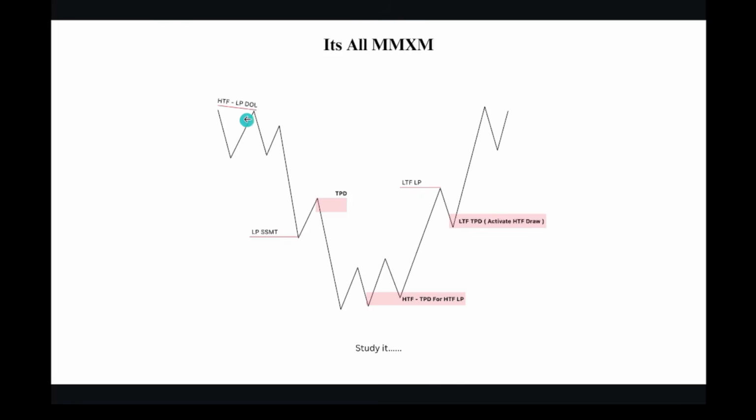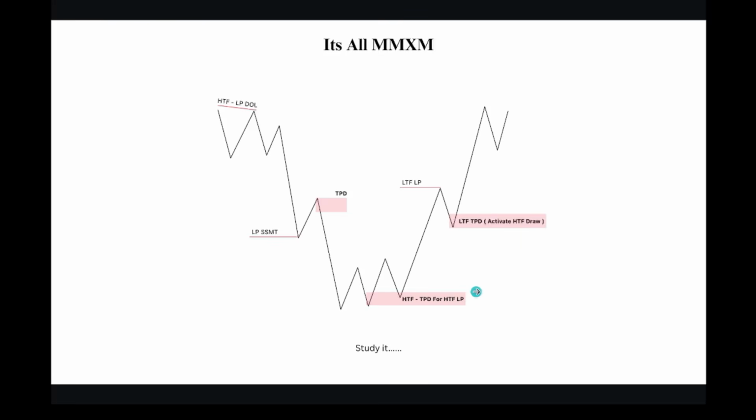Price would consolidate, followed by an expansion. And the funny thing is, at the end of this expansion, you would see another LP SMT, which then gets taken out by a time frame aligned TPD, followed by another expansion. Now, this is your main point of reversal.